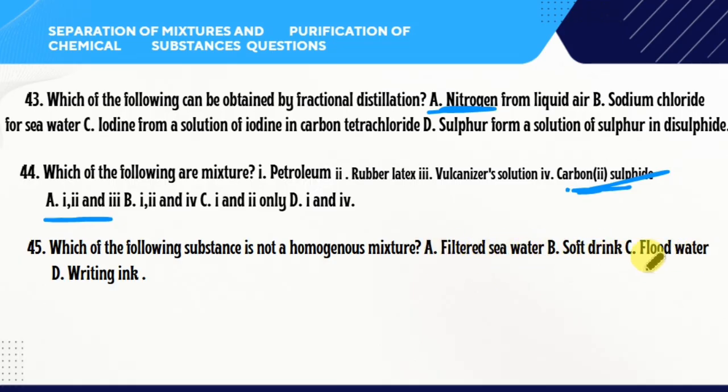But flood water is going to contain sand, mud, bottles, a lot of stuff present inside it, a lot of material. So it is not homogeneous. And your writing ink is homogeneous. You cannot say this is this component, this is that component. They mix together.